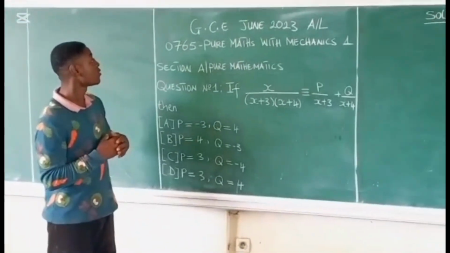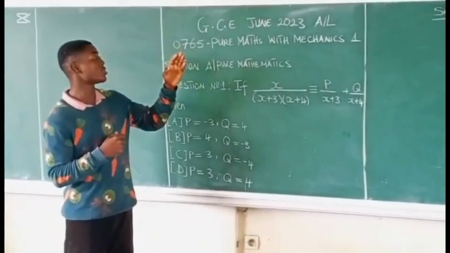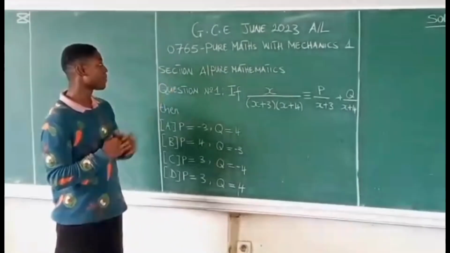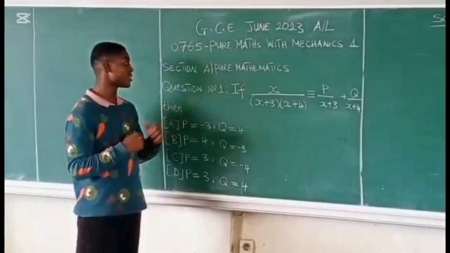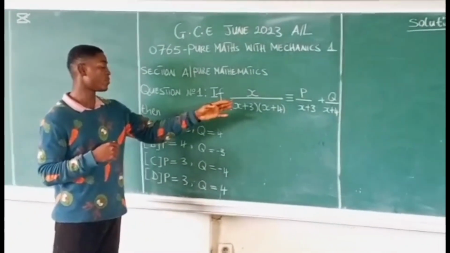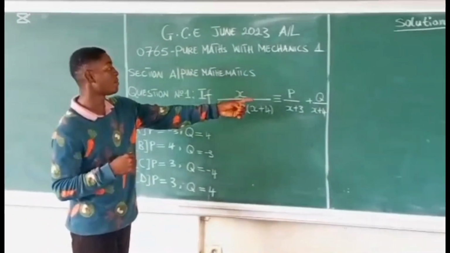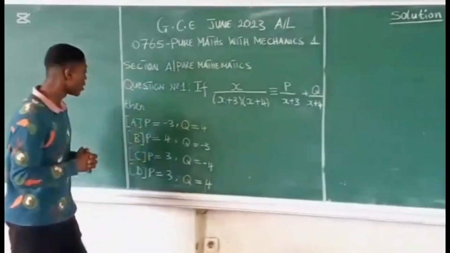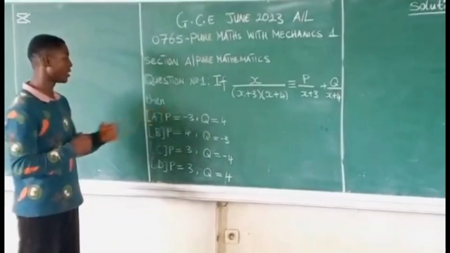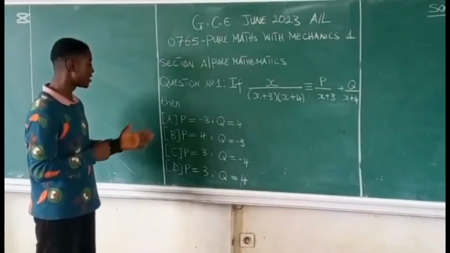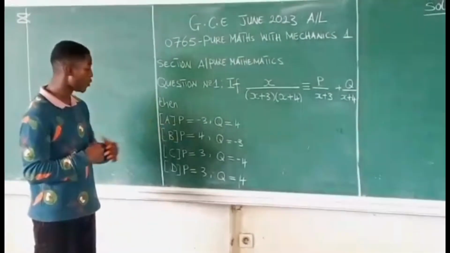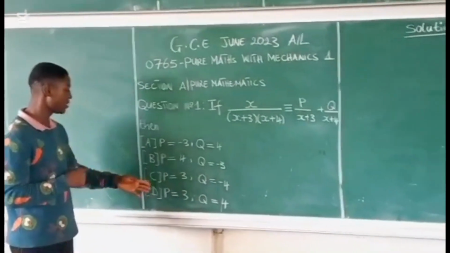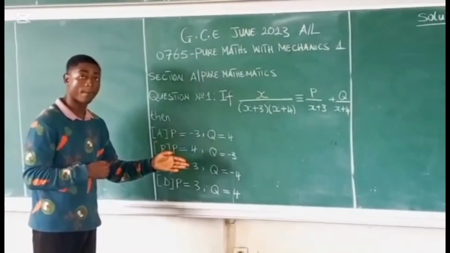Today we'll start solving GCE June 2023 A-Levels Pure Maths with Mechanics Paper 1. Section A, Pure Mathematics. Question number 1 says, if x divided by (x plus 3)(x plus 4) is identical to p divided by x plus 3 plus q divided by x plus 4, then option A says p equal to negative 3, q equal to 4. Option B says p equal to 4, q equal to negative 3. Option C says p equal to 3, q equal to negative 4. Option D says p equal to 3, q equal to 4.